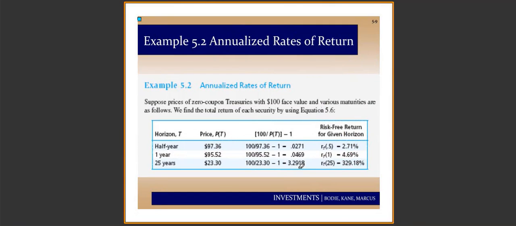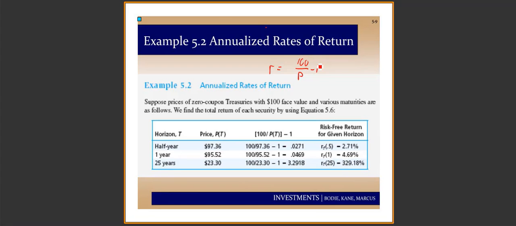So that formula that was on the previous page, let me go back to my pen, go back to red here. We had something that looked like the rate of return. We're going to take 100 divided by the price minus 1. They say here, suppose that the prices of zero coupon treasuries with a $100 face value in various maturities are as follows. And what we're going to do is find the rate of return.